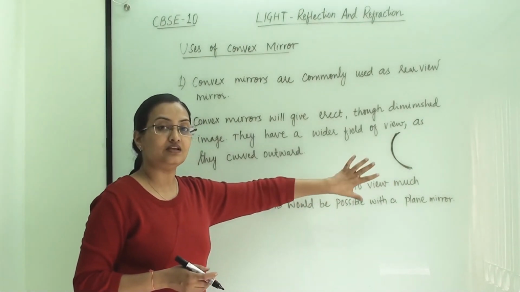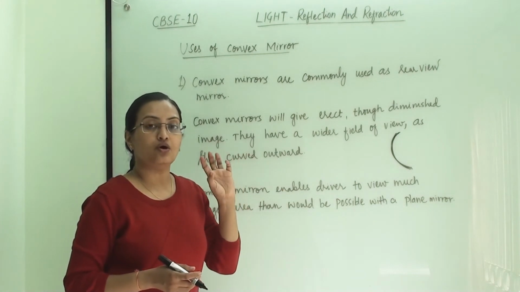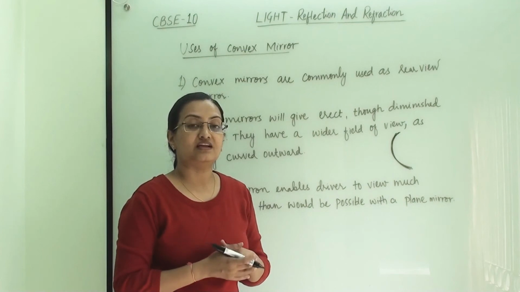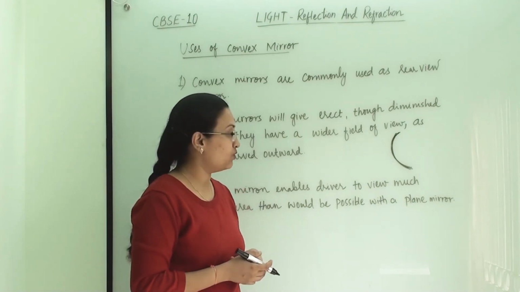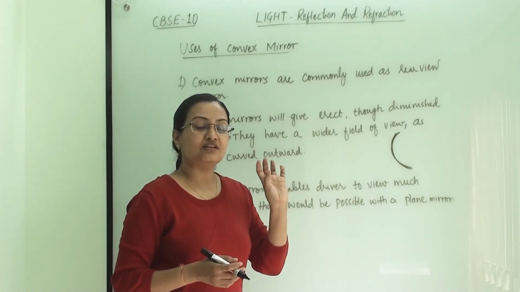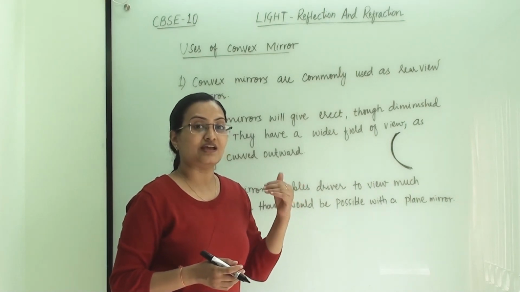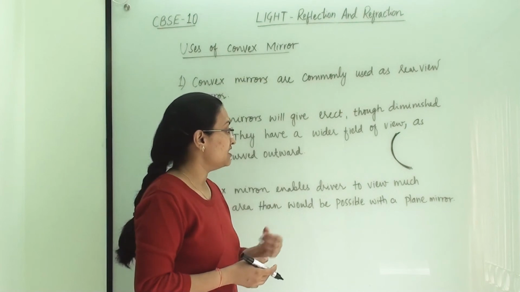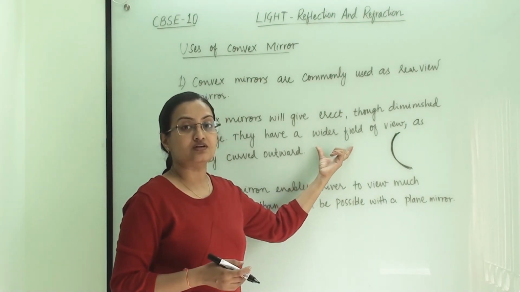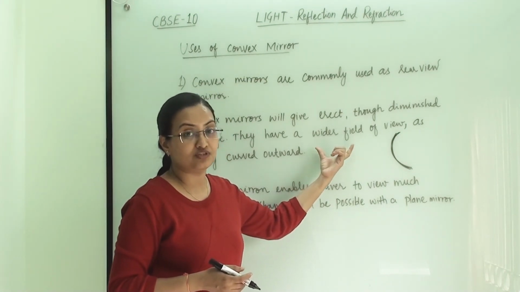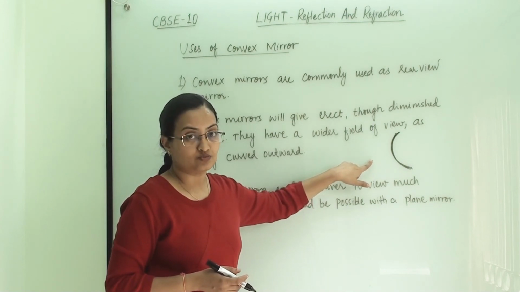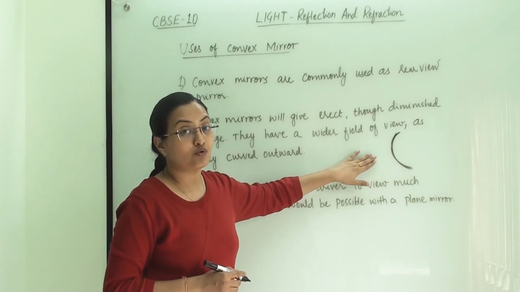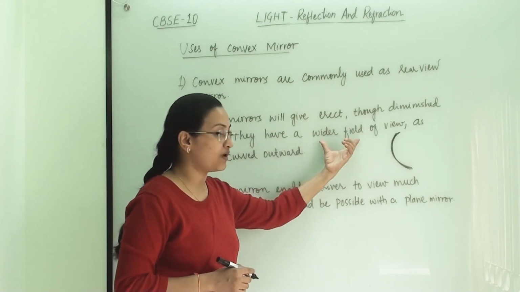We do not need a complete or perfect image when we are checking how many vehicles are at our back. Even if it is a hazy image, we can judge that there are 3 or 4 vehicles behind us, but a wider field will give us better judgment. So because of this, we will use convex mirror. Here we do not need any perfection in the image. What we need is a wider view.